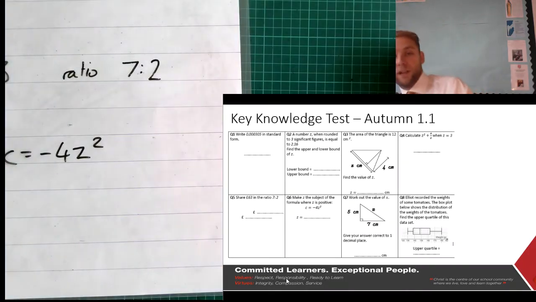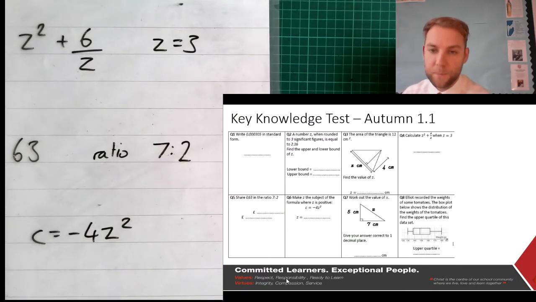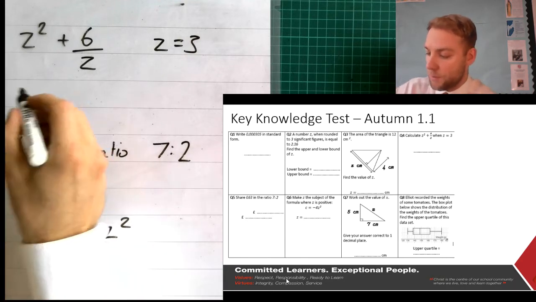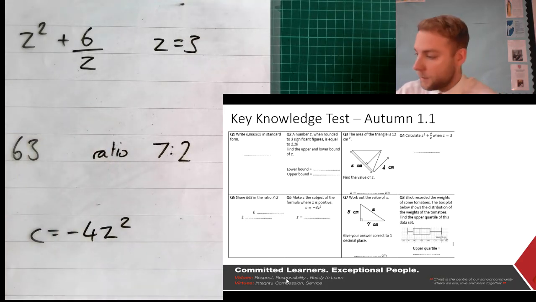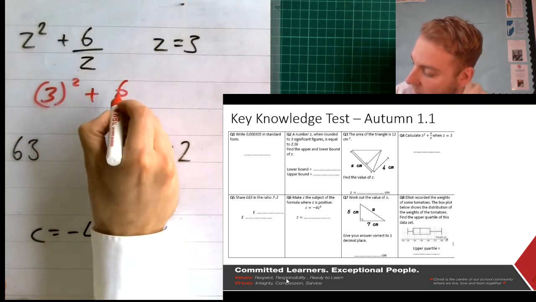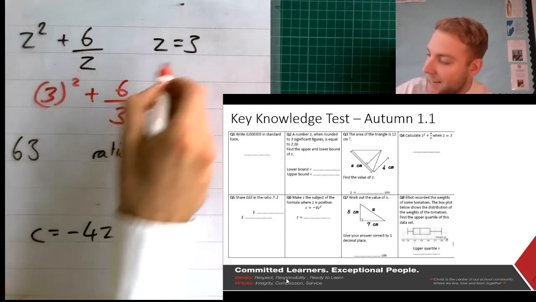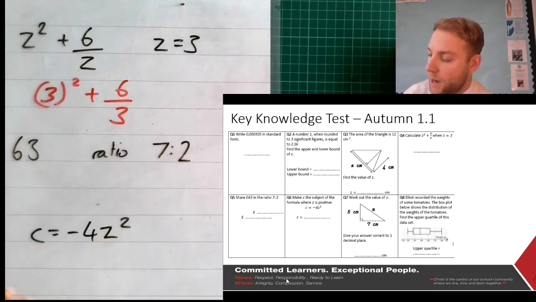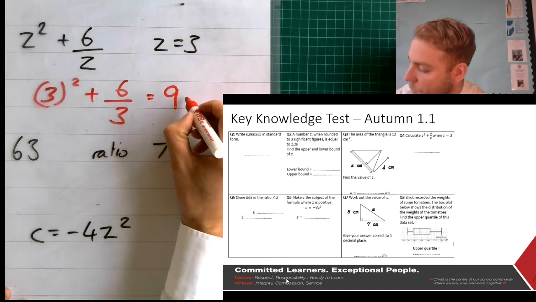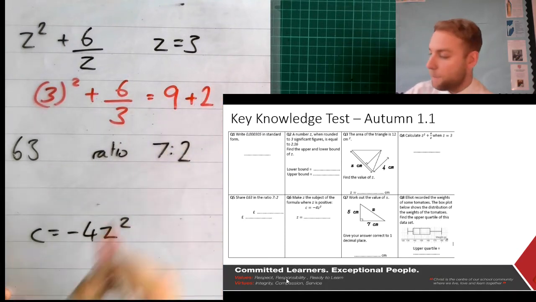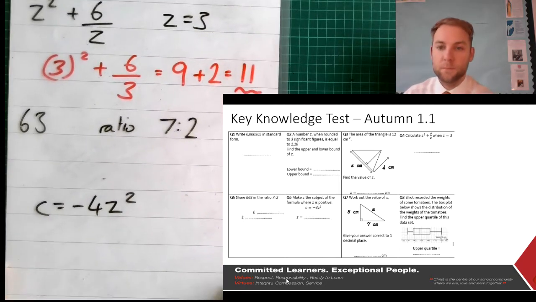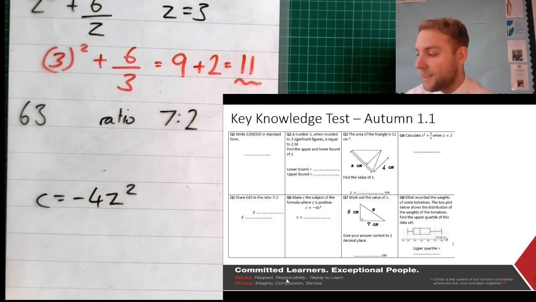Okay? This one here, just a little substitution question. So we're going to substitute in now. Remember, substitute means replace. So it's going to be 3 squared plus 6 over 3, because Z is equal to 3. So 3 squared is 9. 6 divided by 3 is 2. 9 plus 2 is equal to 11. There's your answer. Brilliant.